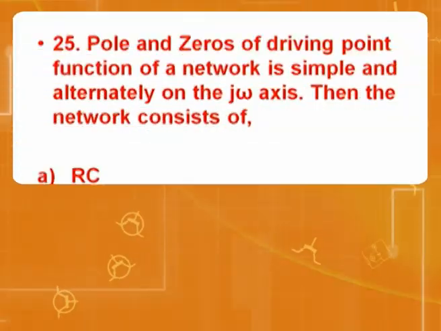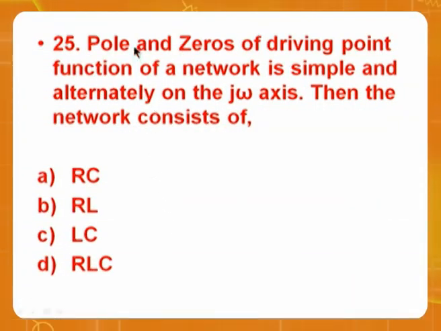Next, question number 25. Poles and zeros of a driving point function of a network is simple and alternating on the j-omega axis, then the network consists of. Once again, what do you mean by simple? Simple means the root is not repeated. So far I did not tell you, that's why I am telling now. Simple means root is not repeated.